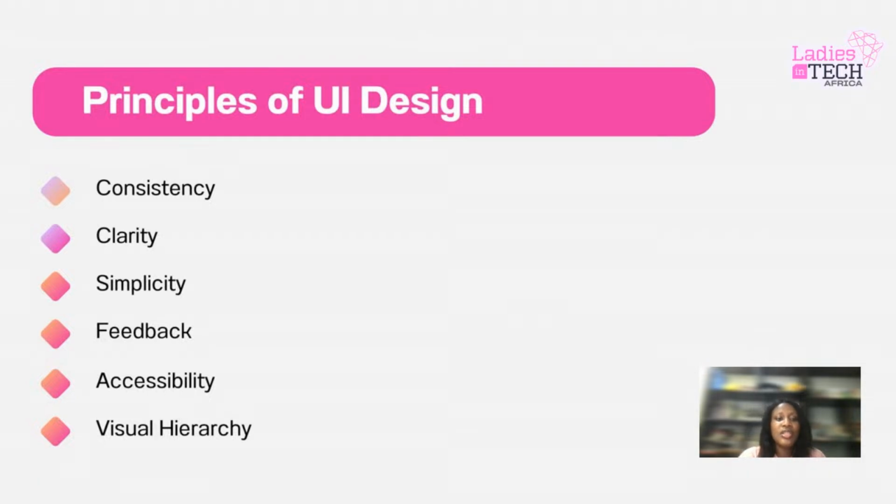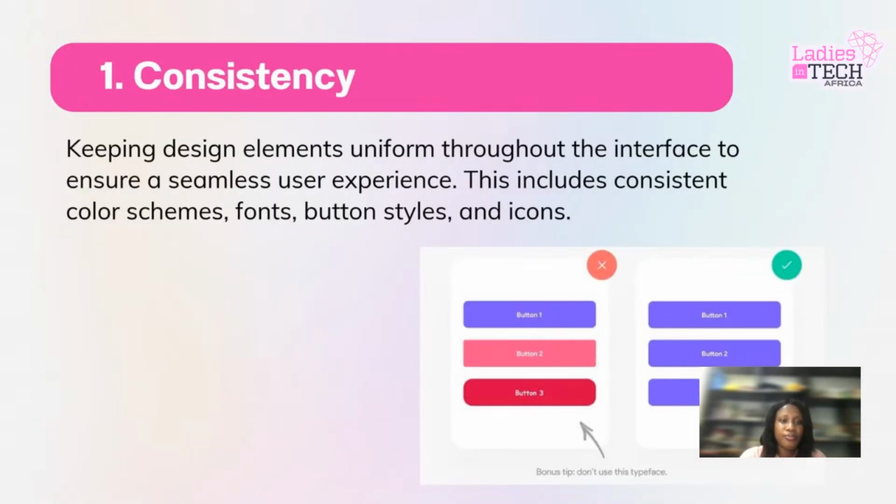So first we have consistency, clarity, simplicity, feedback, accessibility, and visual design, visual hierarchy rather. So consistency, clarity, simplicity, accessibility, and visual hierarchy. Let me take each of them step by step. So let's start with consistency.